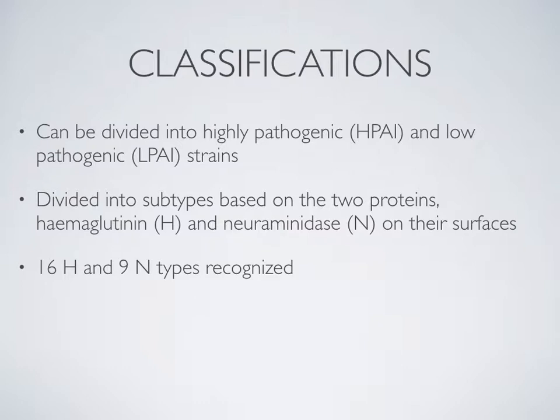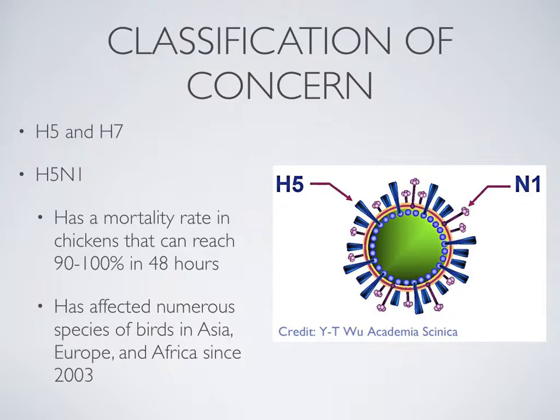Influenza A viruses are divided into subtypes based on the two proteins, hemagglutinin and neuraminidase, H and N, which they carry on their surfaces. There are 16 recognized H types and 9 N types, and these are known to occur in a number of different combinations. Most of these combinations are low pathogenic. Only two types of avian influenza A viruses, H5 and H7, are known to include highly pathogenic viruses.